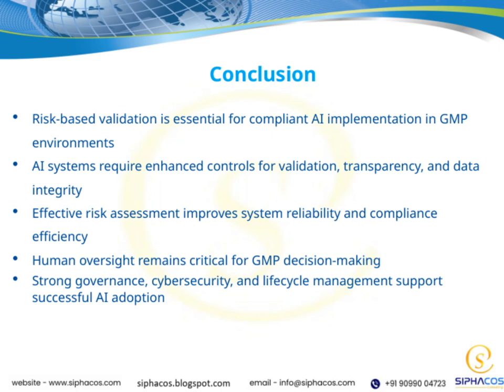Next, conducting effective risk assessments really boosts system reliability and makes compliance efforts more efficient. By understanding potential risks early on, we can design better controls and responses. And of course, human oversight remains critical. No matter how advanced AI gets, human judgment is necessary for making informed GMP decisions. Finally, strong governance, cybersecurity measures, and solid lifecycle management are all vital to successful AI adoption. They provide the foundation for sustainable, compliant, and secure AI systems in our industry.